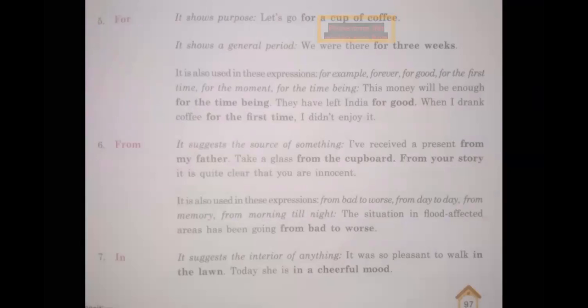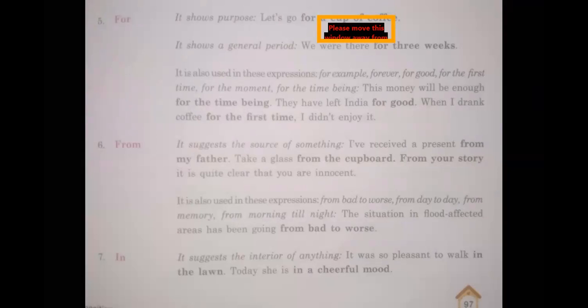For. It shows purpose. For जो है ना हमेशा purpose के लिए use होता है. First point. Let's go for a cup of coffee. So there is a purpose. Go for going. That's to have a cup of coffee, right?